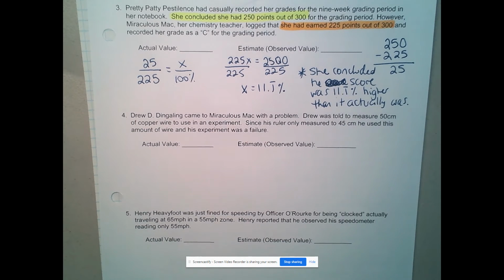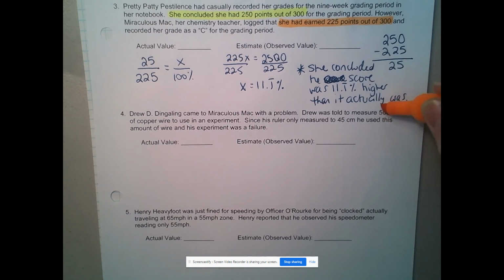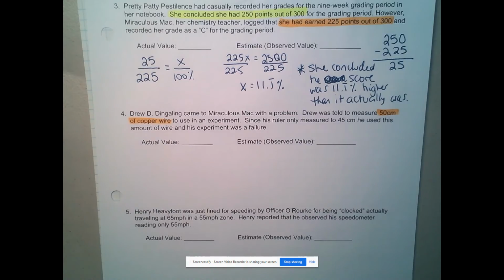Drew D. Dingaling came to Miraculous Mac with a problem. Drew was told to measure 50 centimeters of copper wire to use in an experiment. Since his ruler only measured 45 centimeters, he used this amount of wire, and the experiment was a failure. So he was told to measure 50. So the actual measurement needed was 50 centimeters of copper wire.